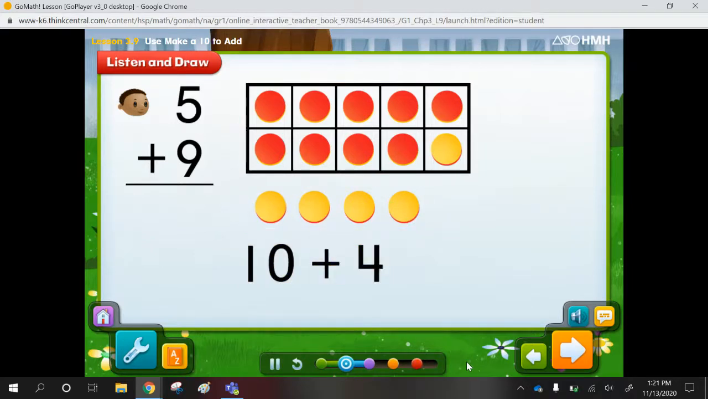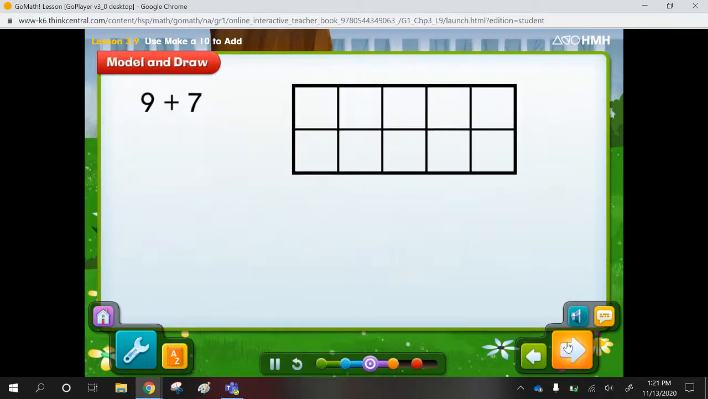10 plus 4. You still have the same number of counters. What is the sum of 10 plus 4? 14. Since you have the same number of counters, what is the sum of 5 plus 9? 14. The sum of both addition sentences is 14. Sean has 14 blocks.